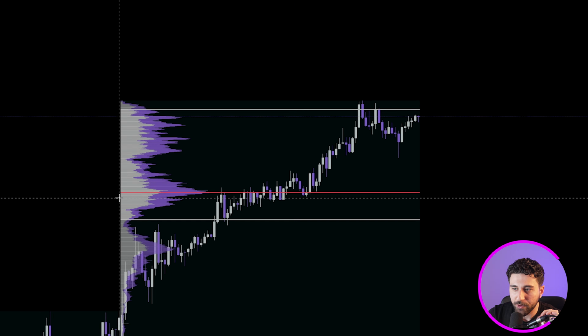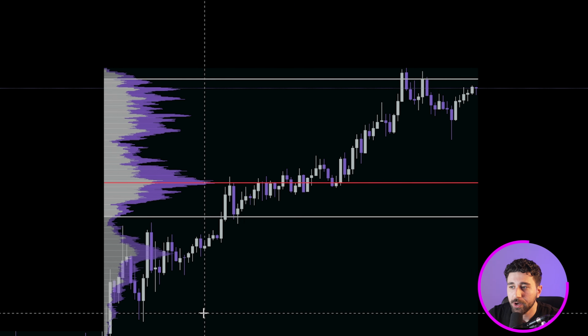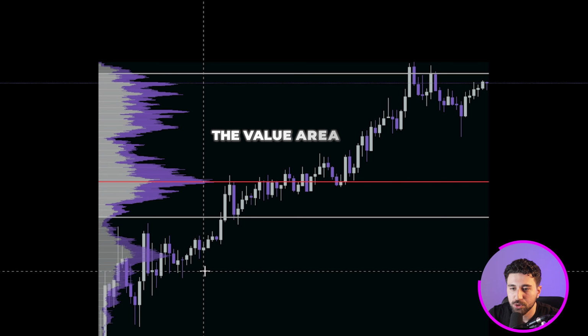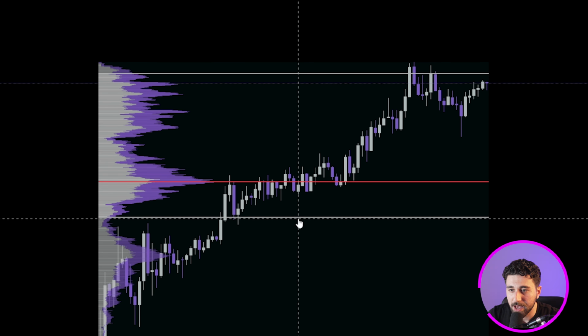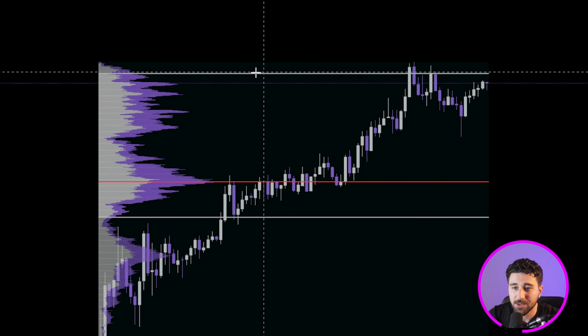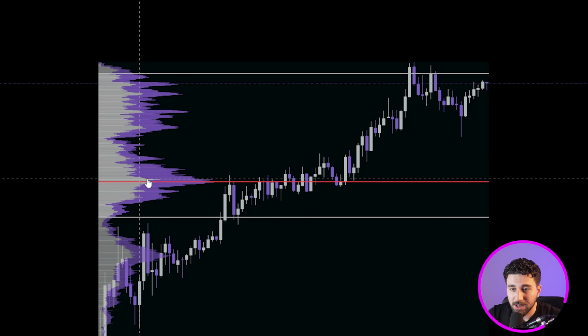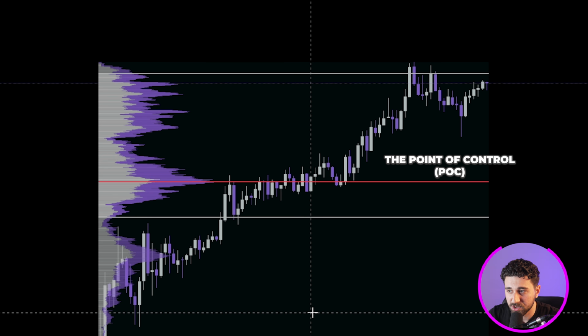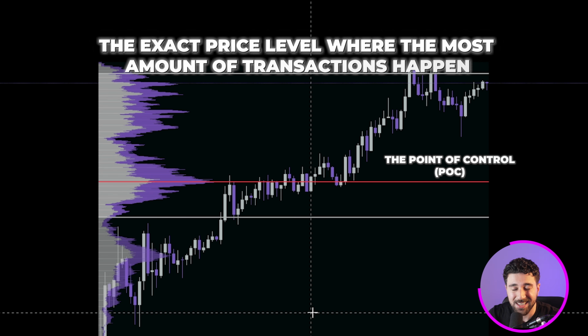The volume profile highlights a range where most trading activity occurred, known as the value area. So right here, as you can see, we have two white lines and one red line. The red line is the so-called point of control, in short POC, and this is the exact price level where the most transactions happen.